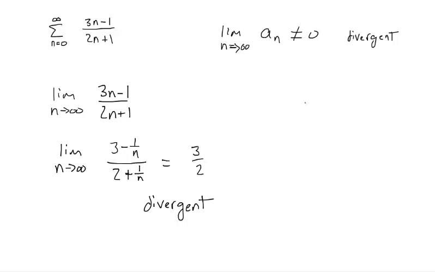It's important to remember that when using the test for divergence, you can only prove that it's divergent. So if this limit is equal to 0, that doesn't necessarily make it convergent.